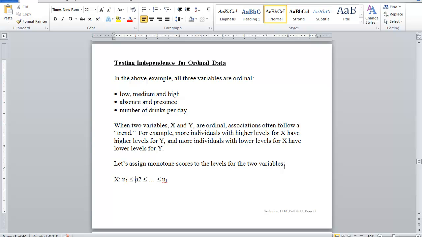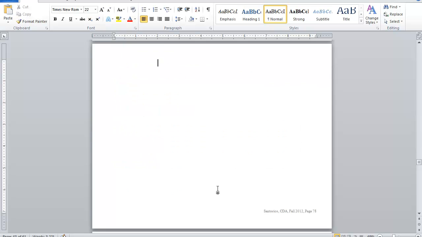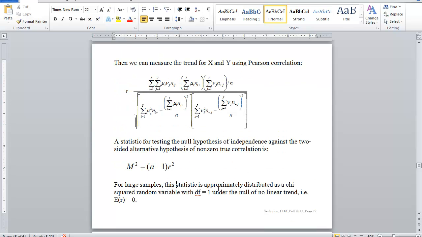We'll do the same thing for Y, and we'll assign scores. These will obviously have to make sense, and that's something we'll need to think about. What will make sense when we assign scores? Sometimes there'll be natural scores to assign, and sometimes there won't. But we'll always want to assign monotone scores. So we've got U1 less than or equal to U2, all the way up to UI, and likewise with our scores for Y.